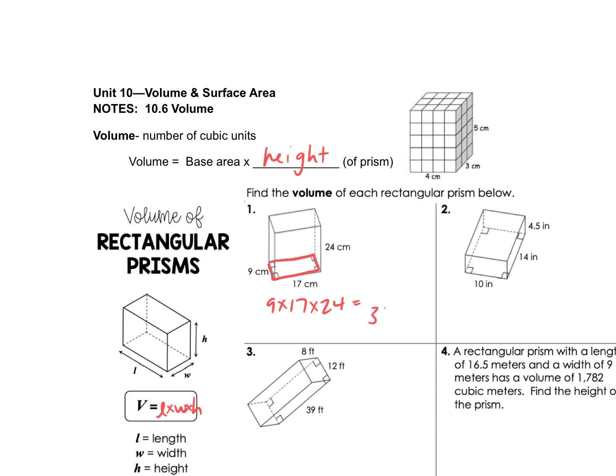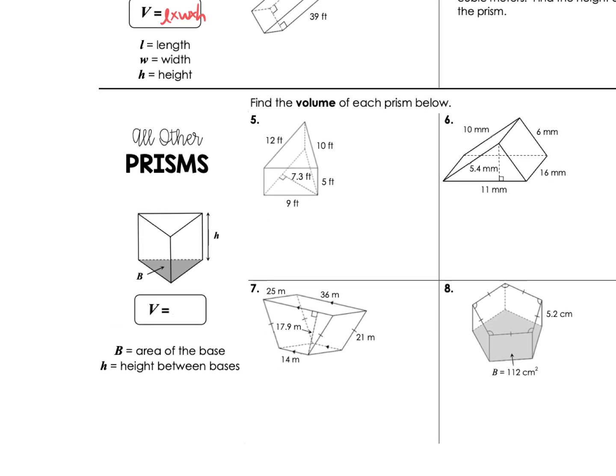And that's 3,672 centimeters cubed, or cubic centimeters. So rectangular prisms, pretty easy, straightforward. Just length times width times height. But again, the base area times the height follows for all your other prisms. So you've got to know what your base is.